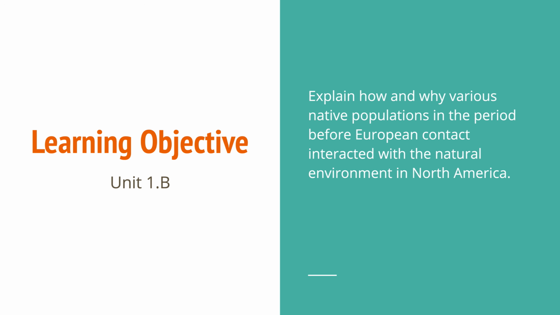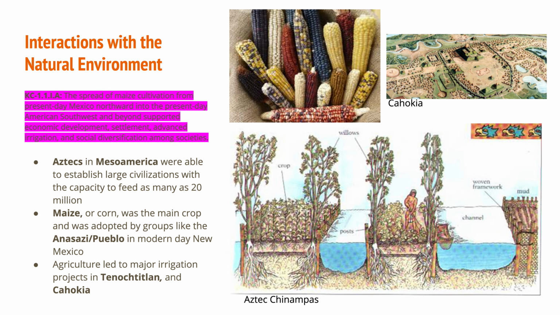the environment. And so the learning objective is to explain how and why various native populations in the period before European contact interacted with the natural environment in North America. The first key concept here is the spread of maize cultivation from present-day Mexico northward into the present-day American Southwest and beyond supported economic development, settlement, advanced irrigation, and social diversification among societies.